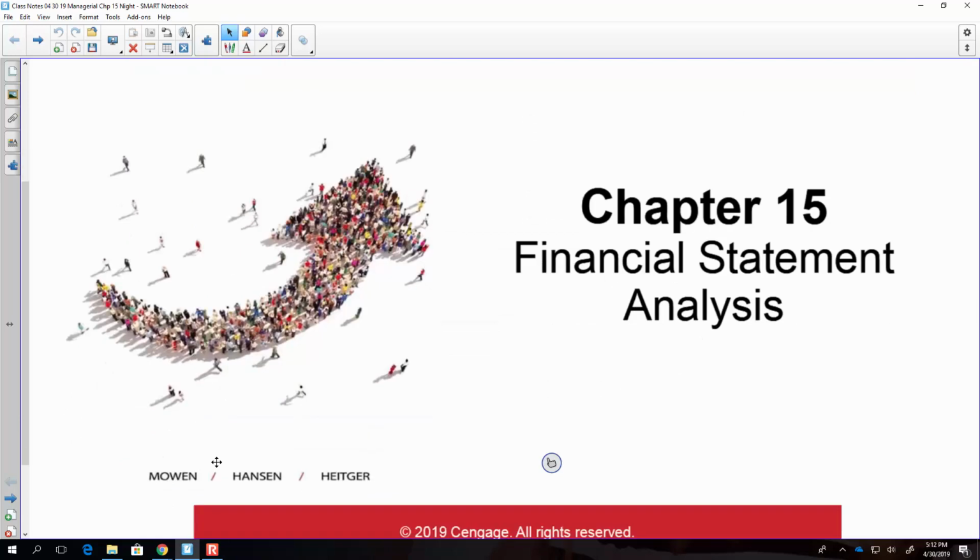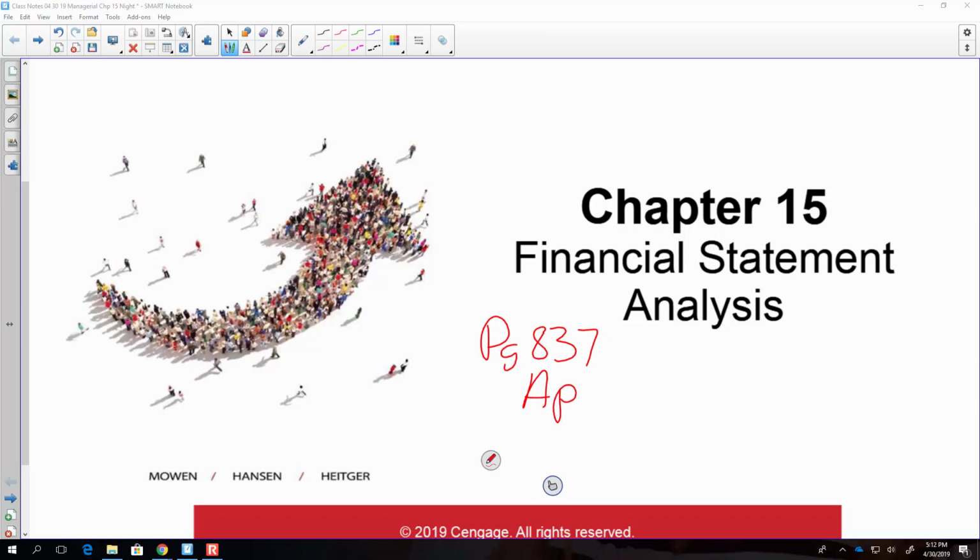Chapter 15 begins on page 837 of our book. The Apple company is the company profile for this chapter. It's pretty interesting just to read some of the ratios they talk about in this profile, considering how big of a company it is. They're making 23 cents on every dollar of sales, so a pretty good margin for their overall company operations. If you get a chance, read through that. They make a lot of money and they have a lot of cash.